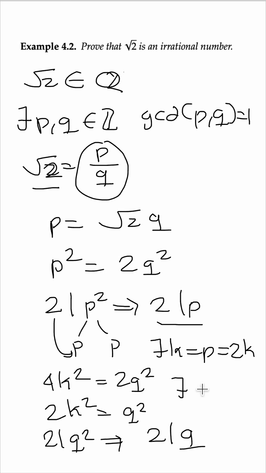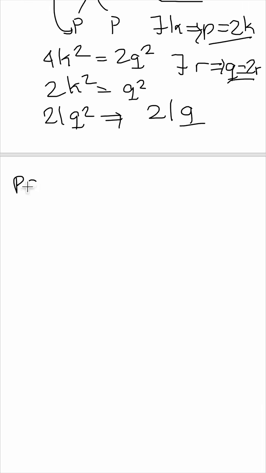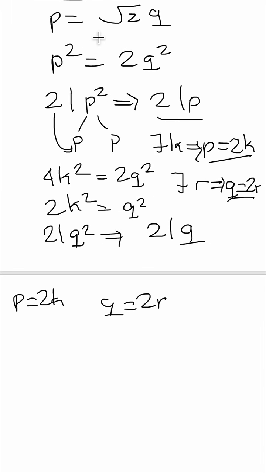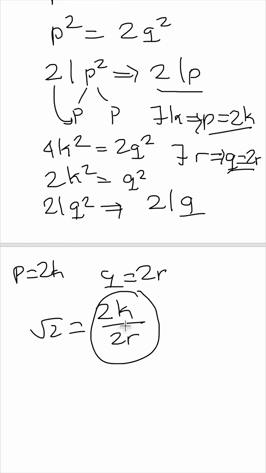And so that means there exists a number, let's say r, such that q is equal to 2r. And so we know that p is equal to 2k and q is equal to 2r. So now let's go down here. We have p is equal to 2k, q is equal to 2r, but let us remember that the square root of 2 is equal to p over q. So the square root of 2 is equal to 2k over 2r, and that is not in simplified form because we can actually now cancel out the 2's.